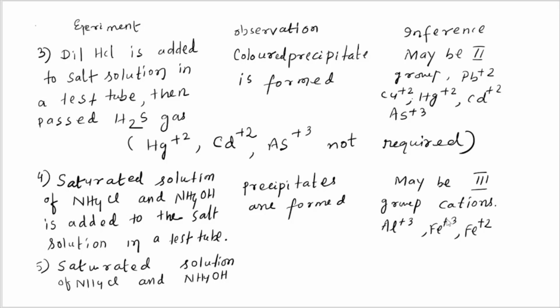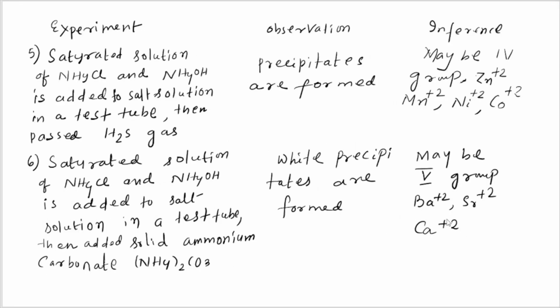Then you will go to a saturated solution of ammonium chloride and ammonium hydroxide and pass H2S gas. That is for the fourth group. That means if zero group is absent, you will go to first. If first is absent, you go to second. If second is absent, then you go to third. If third is absent, then you proceed to fourth.